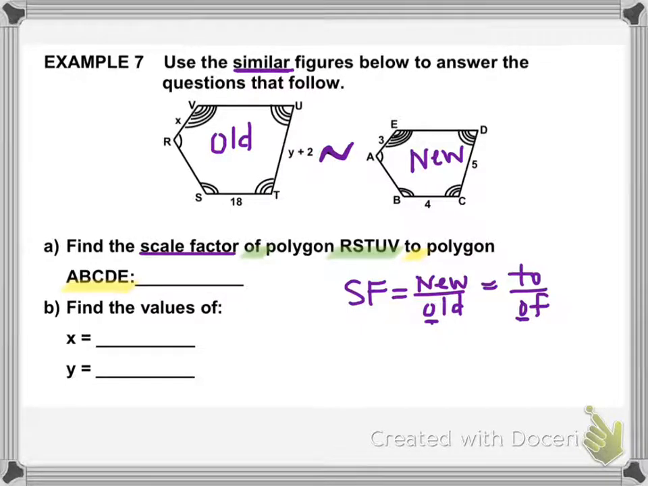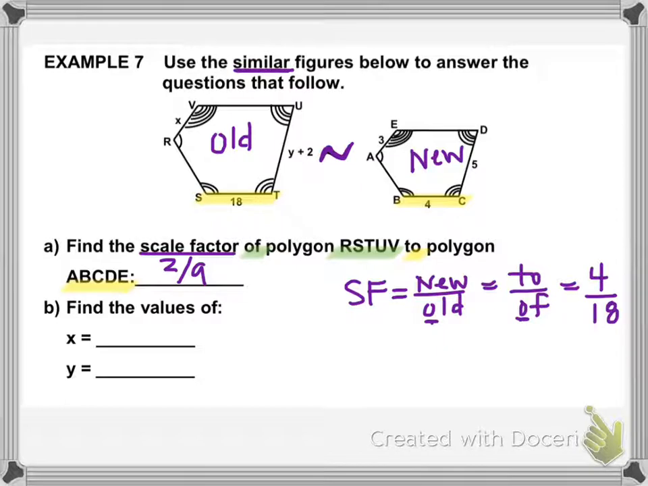All right, so let's use some of these numbers. You get to choose any two sides that you want that have numbers on them. Let's go ahead and choose the 18 and the 4. I think those are the only ones. Now we want to put the new one, which is the 4, over the old one, which is the 18. Type that ratio into your calculator. It should simplify it to 2/9. So that is the scale factor.